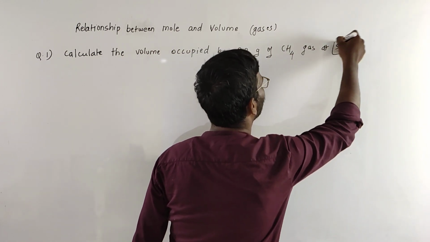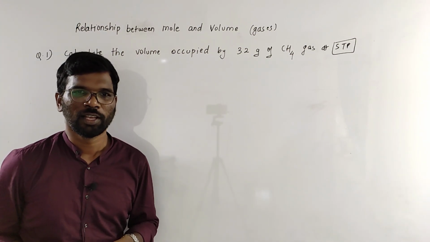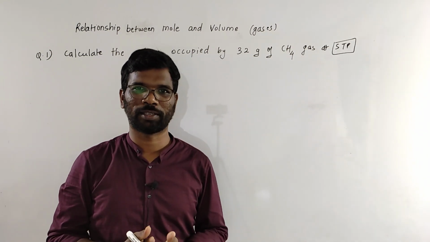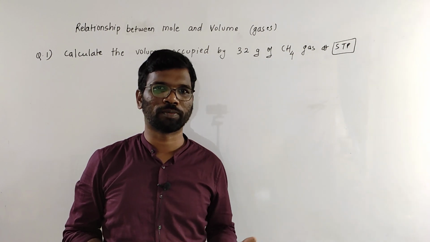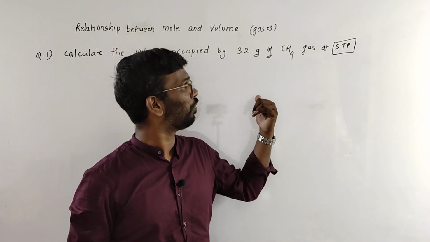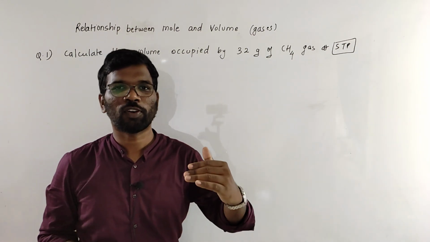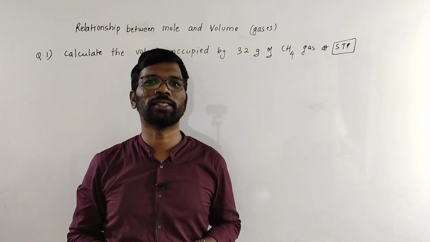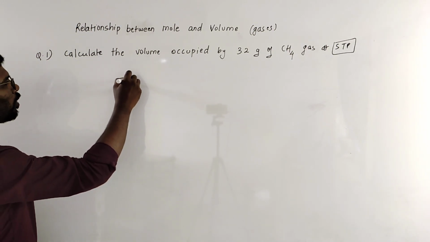This is very important. What will be the volume occupied by 32 gram of methane? First thing, we should have an idea how many moles are present. We know the relationship between mole and the volume, that 1 mole occupies 22.4 liter. So first we will find how many moles of methane gas there are. So let's calculate the number of moles. So number of moles is what?